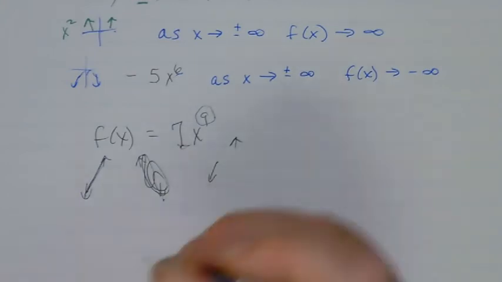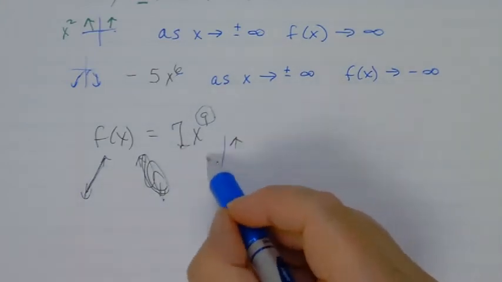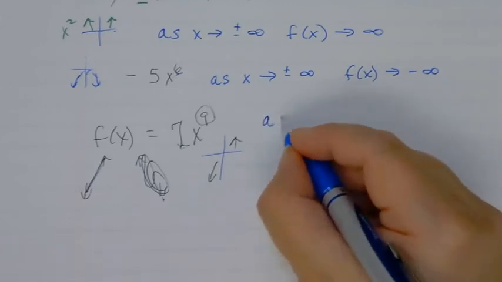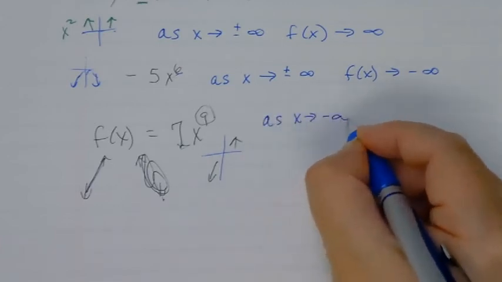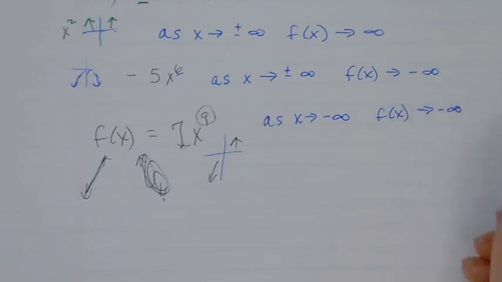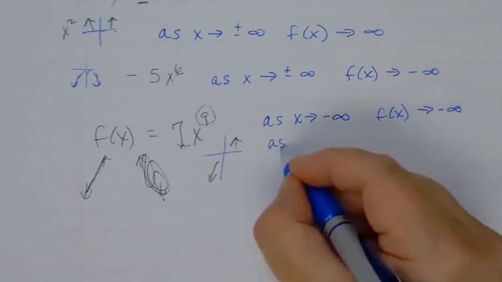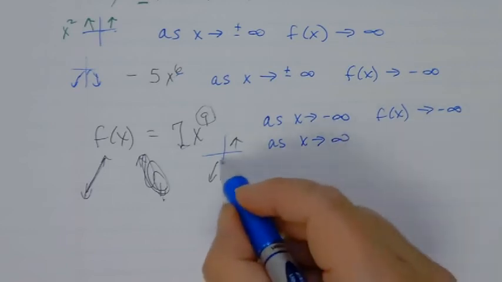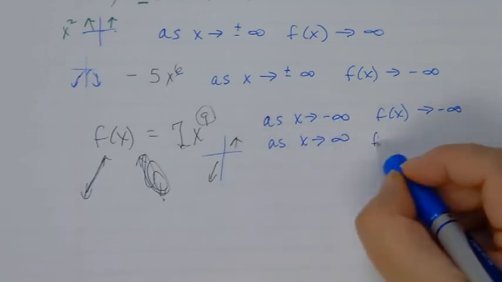So on this one, I would say, as x gets smaller, f of x gets smaller. And as x gets bigger, so as x goes this direction, so does y.